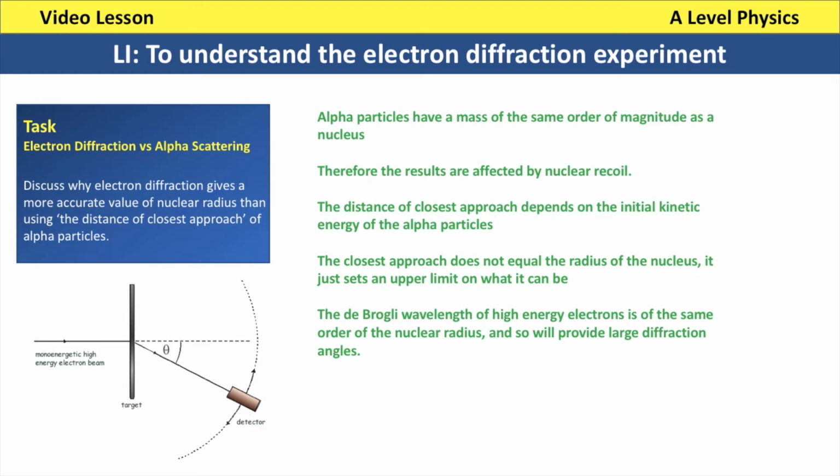You can then get another mark for pointing out that the de Broglie wavelength of high energy electrons is the same order of magnitude as the nuclear radius, 10 to the minus 15. That means that we're going to get significant diffraction occurring, so that produces a nice large diffraction angle. You could also go on to say that that's an advantage because if you have a large diffraction angle, then that means that the percentage uncertainty in that measurement is going to be low.